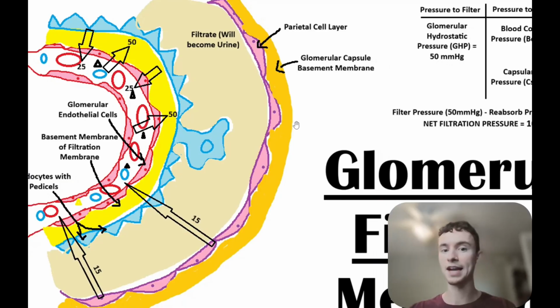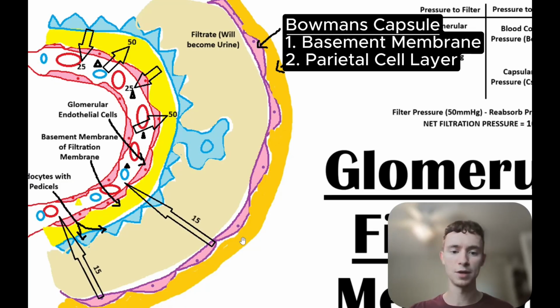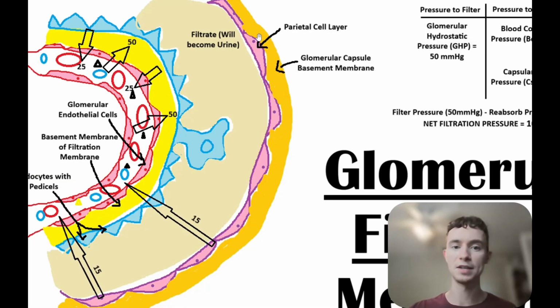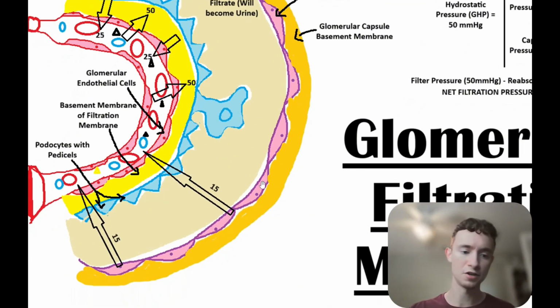And then we can zoom out. We have the Bowman's capsule again. So this is again the basement membrane of the glomerular capsule. And then the second part is the parietal cell layer that lines the inner lining of the Bowman's capsule.